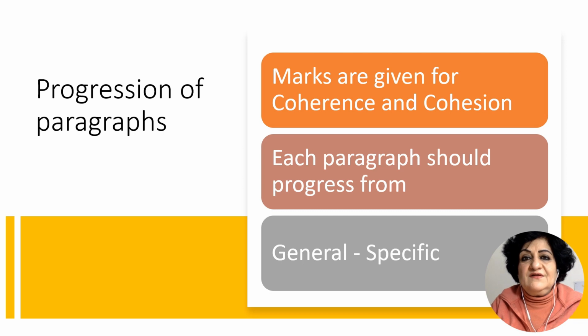So let's understand this progression of paragraphs. Marks are given for coherence and cohesion. Each paragraph should progress from general to specific. So we begin with a general topic, then I discuss, give examples, and make it specific. This is very important.